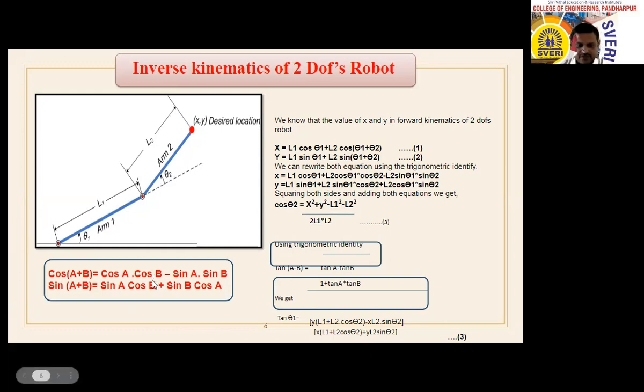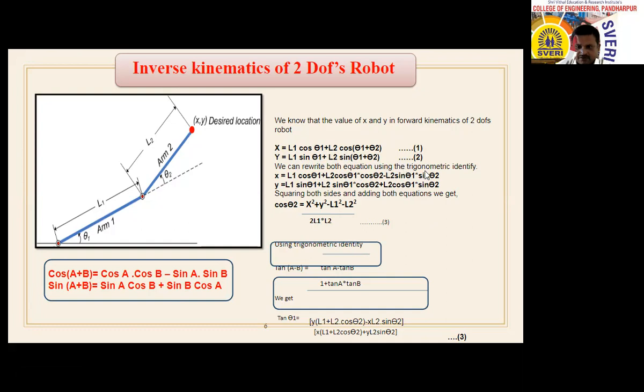Therefore, we have to determine these values using these expressions, that is cos of (a plus b) is equal to cos a cos b minus sin a sin b, sin of (a plus b) is equal to sin a cos b plus sin b cos a. We know the value of x and y in forward kinematics of a 2 degrees of freedom robot, therefore x is equal to L1 cos theta 1 plus L2 cos of (theta 1 plus theta 2), equation 1. y is equal to L1 sin theta 1 plus L2 sin of (theta 1 plus theta 2), equation 2.